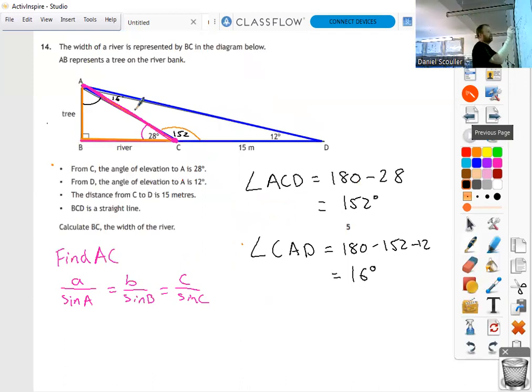What have we found out? We found out this side here. Okay. We found out that side there, that side there, that triangle. That allows us now to isolate this right angle triangle to find what we're after, BC. Okay, so let's draw out that triangle.